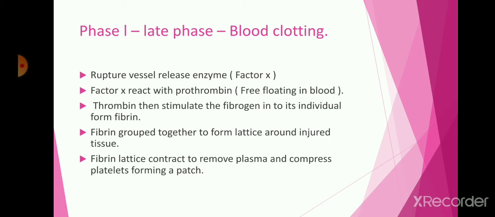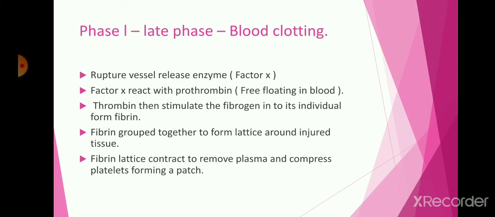During blood clotting, the ruptured vessel releases the enzyme, that is factor X, and this factor X reacts with the prothrombin, which is free floating in the blood. This thrombin then stimulates the fibrinogen into its individual form, that is fibrin, and this fibrin groups together to form a lattice around the injury site or injured tissue. This fibrin lattice contracts to remove the plasma and compress platelets, forming a patch.